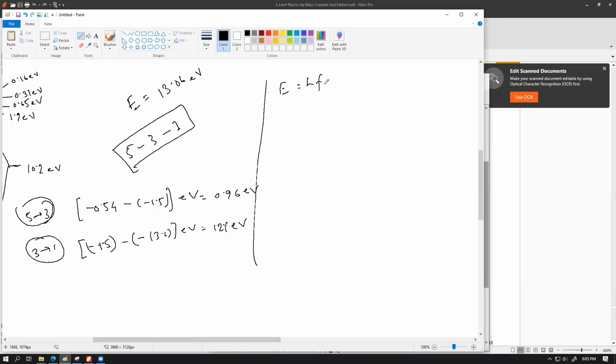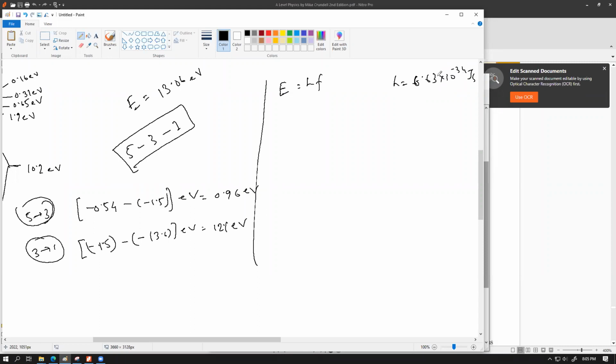E equals hf. This is the energy of a photon, h is Planck's constant, and f is the frequency which I am trying to find out. Here the energies are given in electron volts, not joules. But if you want the absolute frequency in hertz, you have to use joules. So I will convert this into joules as well. The value of h is 6.63 times 10 to the power minus 34 joule seconds.